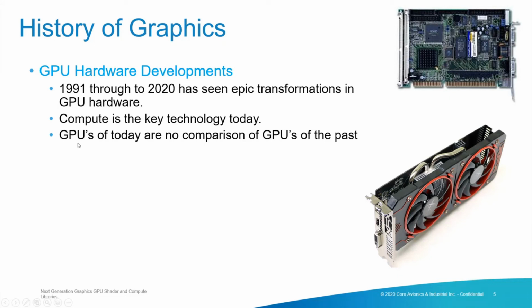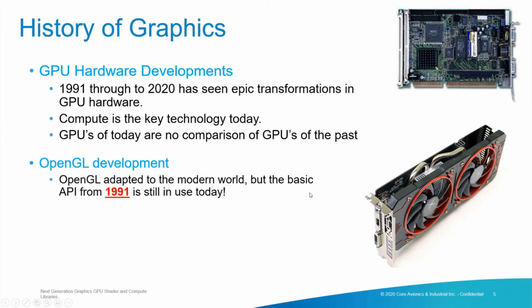Of course, the GPUs of today are no comparison to the GPUs of the past, but they are still using OpenGL, so the basic API goes back to 1991. Using OpenGL on an AMD or NVIDIA large-scale GPU is a little bit crazy. That's why other graphics libraries are being formed, to make use of the technology and move forward into faster and more efficient graphics.